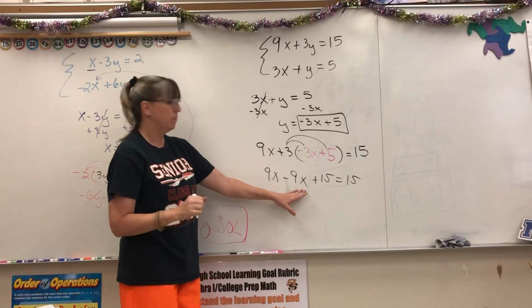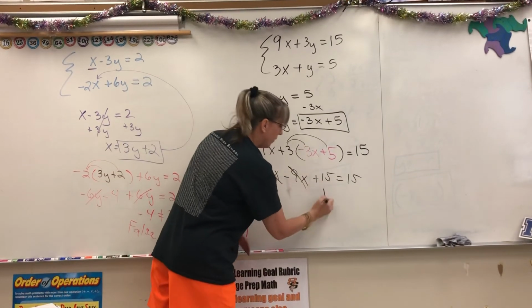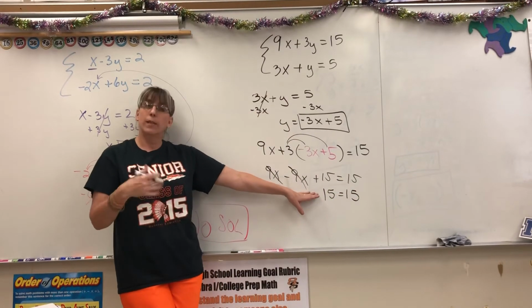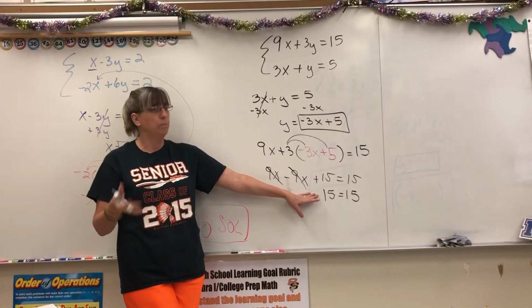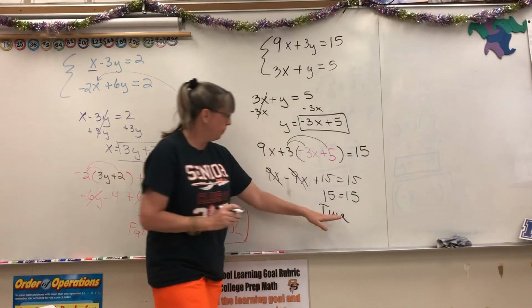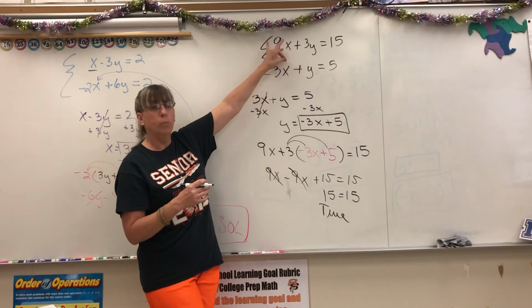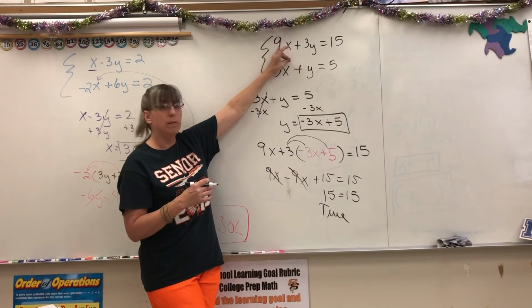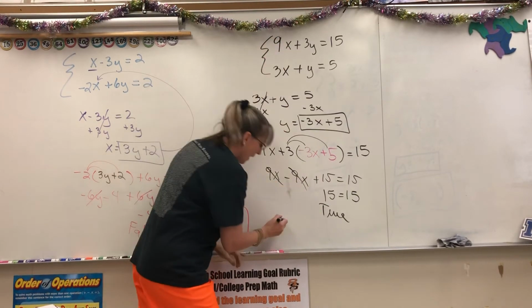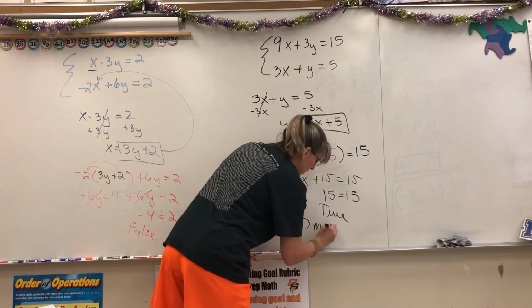Okay, 9x minus 9x, those cancel. And I'm left with 15 equals 15. So you ask yourself, is that a true statement or a false statement? It's true. So when you have a true statement, that means any number that you plug into these two equations is going to work, which means any number, all numbers, infinitely many solutions.